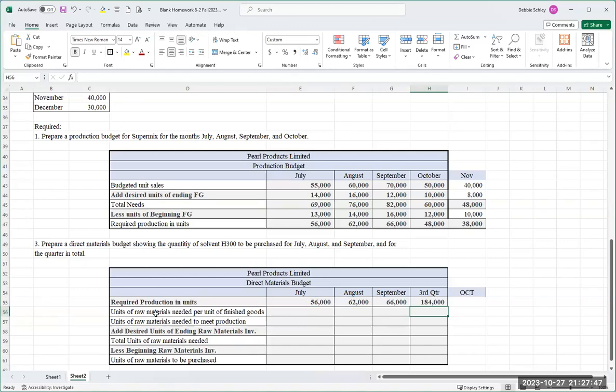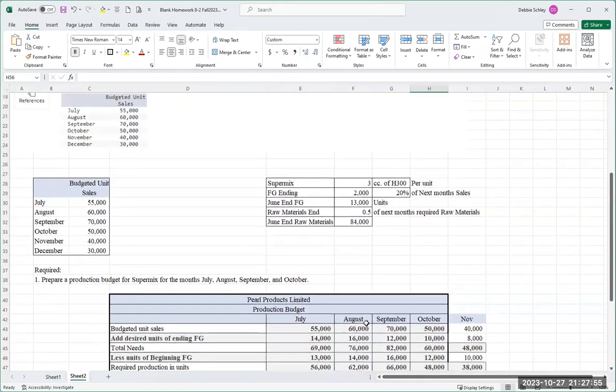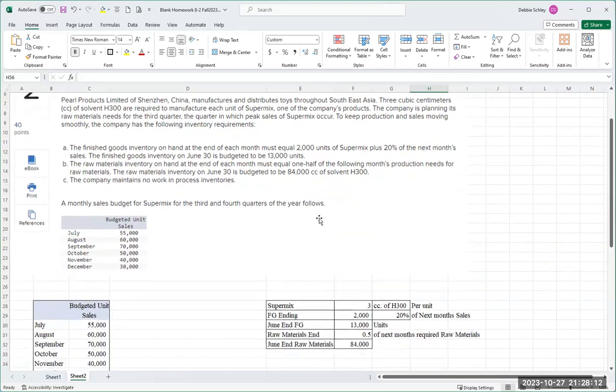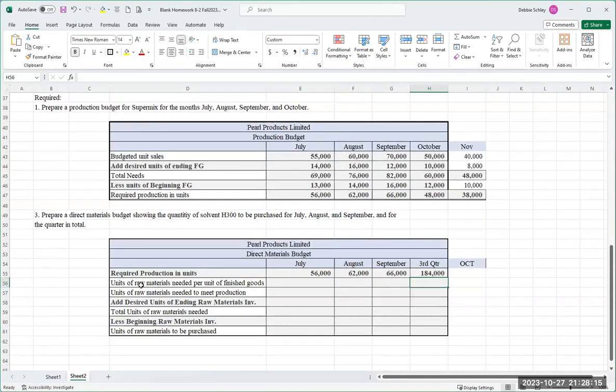Okay, units of raw materials, which is the H300, needed per unit of finished goods. If you'll recall, way up here at the top, this very first line, they tell us 3 cubic centimeters of solvent H300 are required to manufacture each unit of supermix. So 3 cubic centimeters is how much it takes of raw materials per unit, and so that's going to be 3, and so is that, and so is that, and so is that.